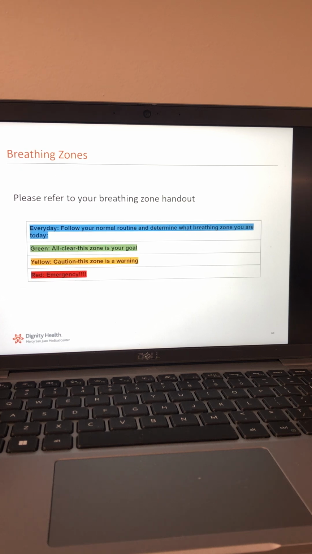We've given you a breathing zone handout. Every day is the blue zone. You're going to follow your normal routine and then determine what breathing zone you're in. You want to be green. Everything is fine, everything is normal, you're going to go about your day. If it's yellow, which includes more shortness of breath, increased heart rate, decreased saturation, this zone is a warning. And then the red is an emergency.